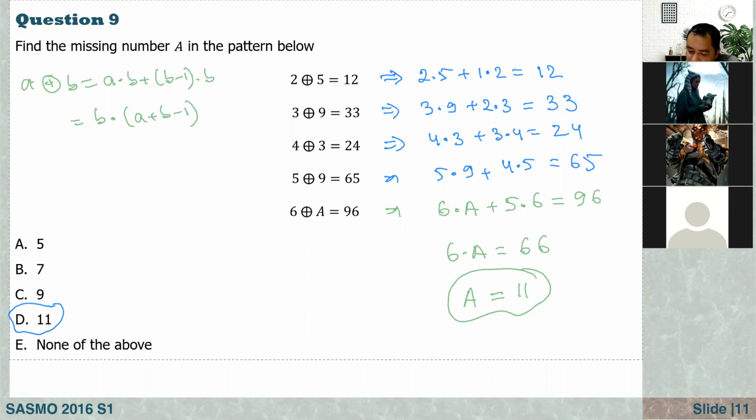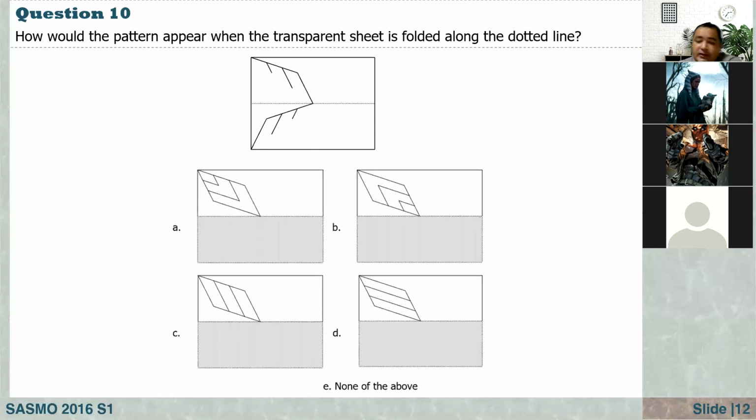Anyway, let's move to the next question if everything is clear. How should the pattern appear when the transparent sheet is folded along the dotted line? Ignore Raul, Selin, Adilhan. Guys, can you have a look and leave your answer to the chat box? Let's see who can tell me the correct answer.